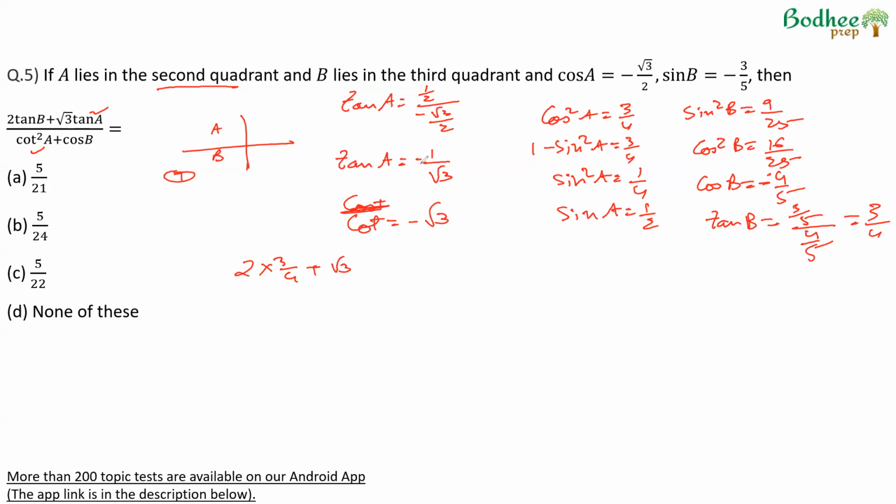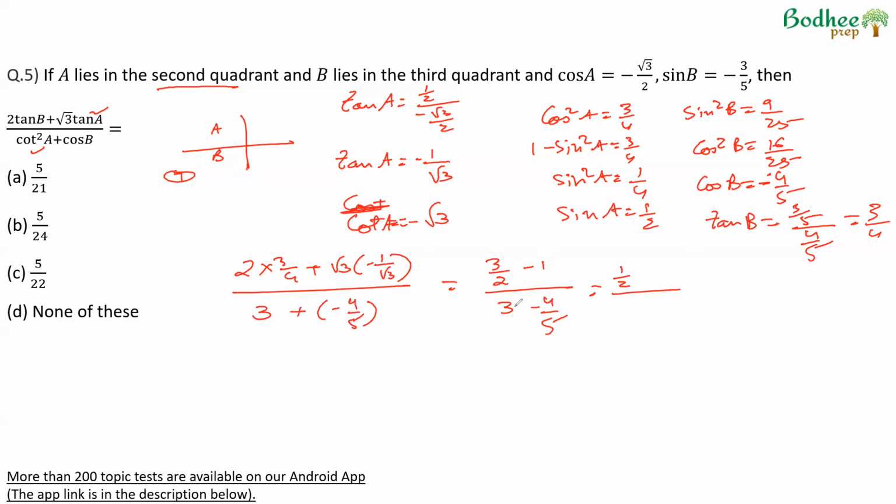So if we put the values here, 2 into tan B, which is 3 by 4, plus root 3 into tan A, which is minus 1 by root 3, upon cot square A. Cot square A will be 3, because cot A is minus root 3, plus cos B, which was minus 4 by 5. So this becomes 3 by 2 minus 1 upon 3 minus 4 by 5. This will be 1 by 2 upon 15 minus 4 by 5, 11 by 5, which will be 5 by 11 into 1 by 2, or 5 by 22. Option C becomes our answer.